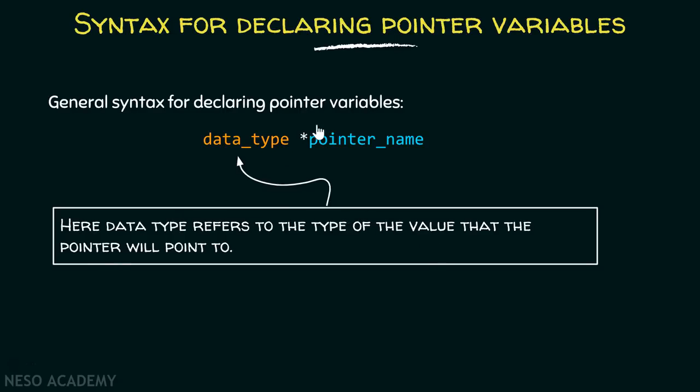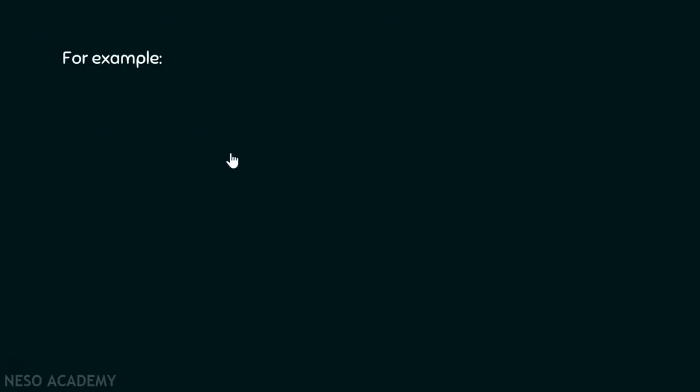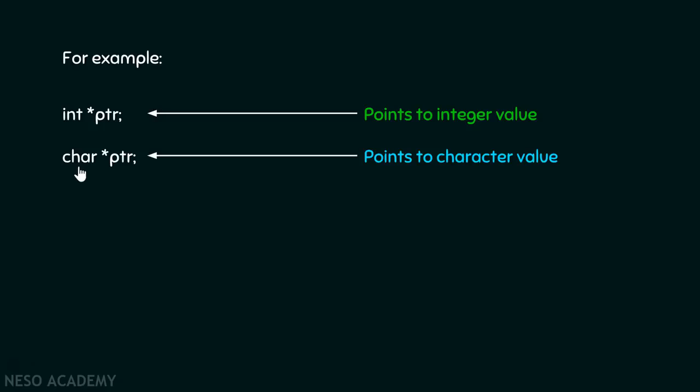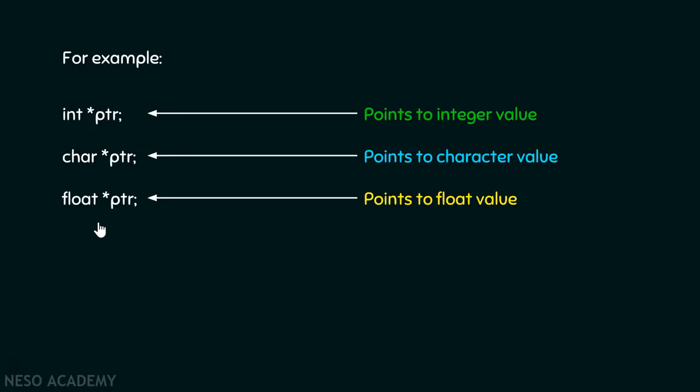So here the data type simply refers to the type of the value which is being pointed to by the pointer variable. For example, if we specify something like this, int star ptr, it simply means that the ptr pointer will point to an integer value. Similarly, if we specify something like this, char star ptr, this means that the ptr pointer will point to a character value. And if we mention something like this, then this means the ptr pointer will point to a float value.